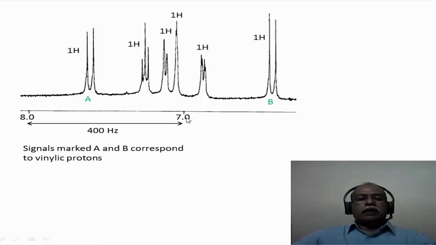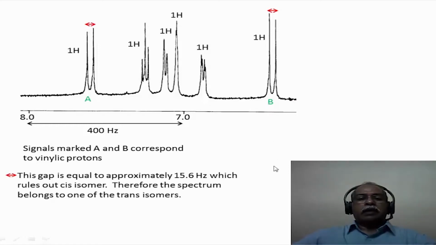So 1 ppm essentially corresponds to 400 hertz. You need to calculate the width of the two lines as indicated by the red double-headed arrow. You can either measure the coupling constant here or measure the coupling constant here. I have done so. It corresponds to about 15.6 hertz. In other words, if this length is 400, what is this length corresponding to? That's all you need to find out. And it turns out to be 15.5 hertz. And this definitely belongs to the trans isomer.